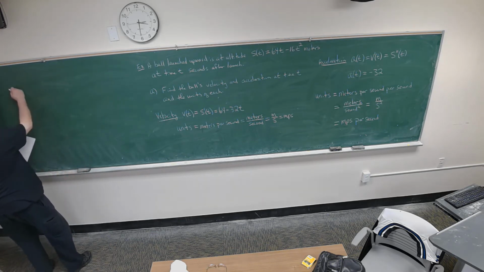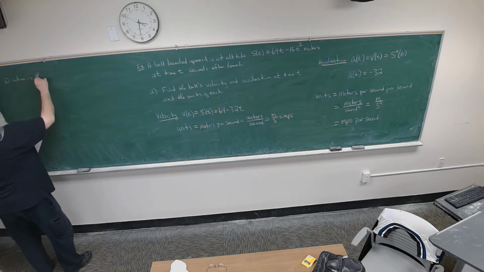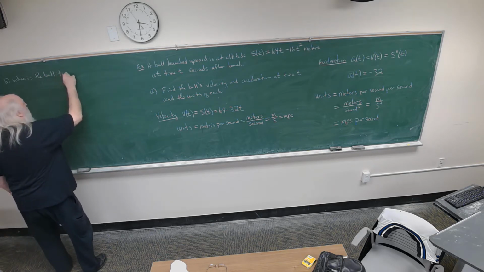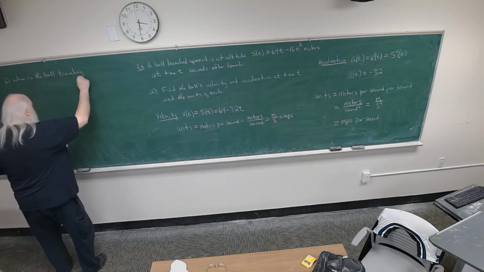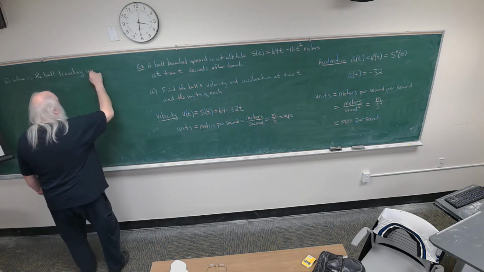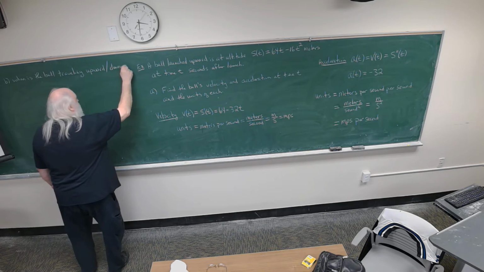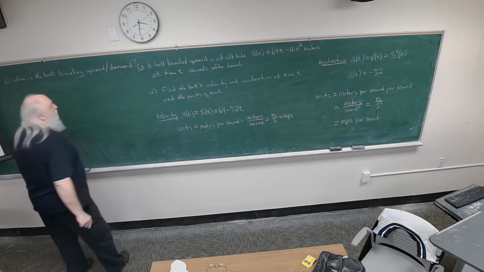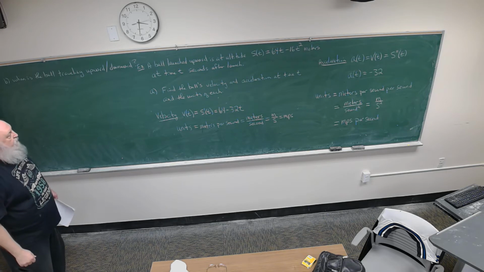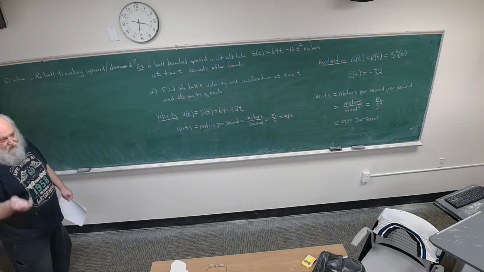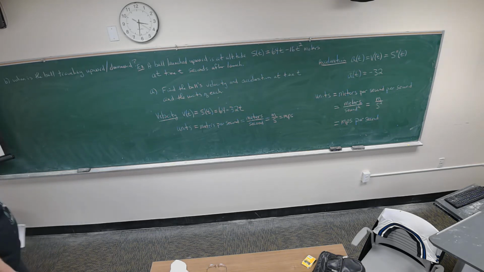So in B, so that was A. In B, we want to know when is the ball traveling upward, and when is it traveling downward? Okay, so when a ball is thrown up in the air, it's going to go up for a while and then it's going to stop and come back down, right? So when is the ball traveling upward and when is it traveling downward?